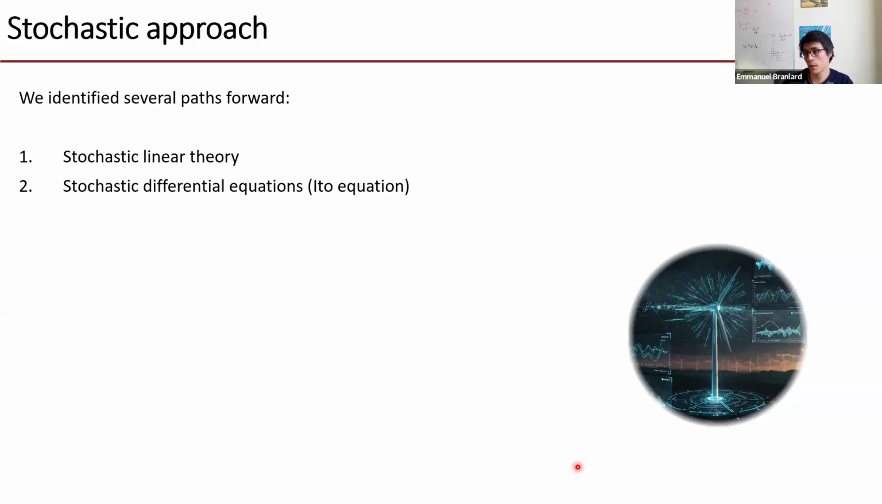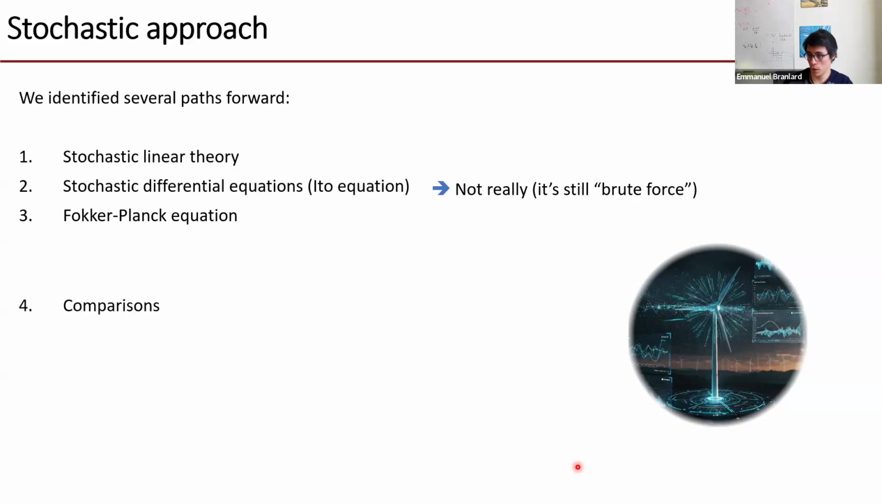There are several paths forward that we identified. The first one is stochastic linear theory. The second one is stochastic differential equation, also called Ito equation. The problem with this one is it is stochastic, but it is kind of a brute force approach as far as I can see. And the last approach is the Fokker-Planck equation, which is basically what we want. So what we're going to do is introduce those methods and then compare them on a simple reduced order model once again.